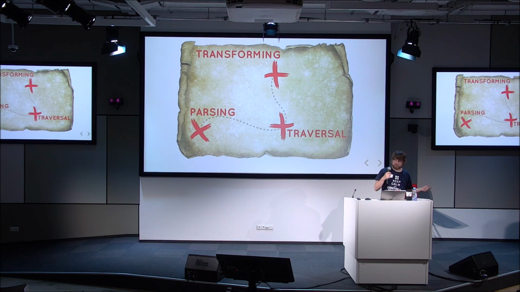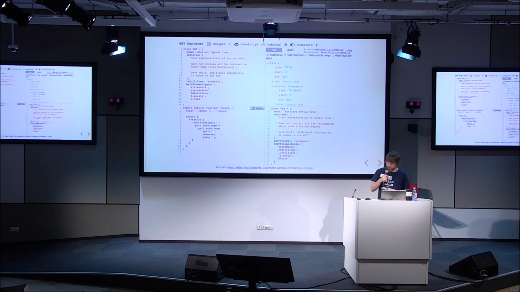The 4th and 5th steps needed to do that will require transforming the tree. Here on the top left, we have our example of the AST, and in the bottom left, we have an example of a visitor that is changing the node name.